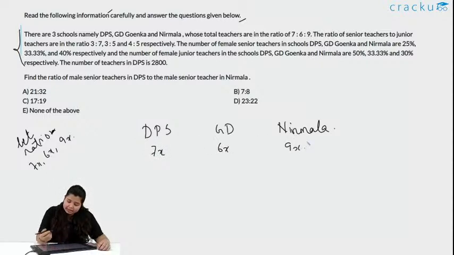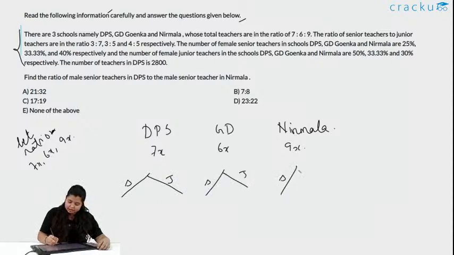Okay. Then it is saying the ratio of senior teachers to junior teachers. That means they have divided the teachers into two sections. Let's say the senior teachers and the junior teachers, again the senior teachers and the junior teachers, similarly here the senior teacher and the junior teacher. Okay.